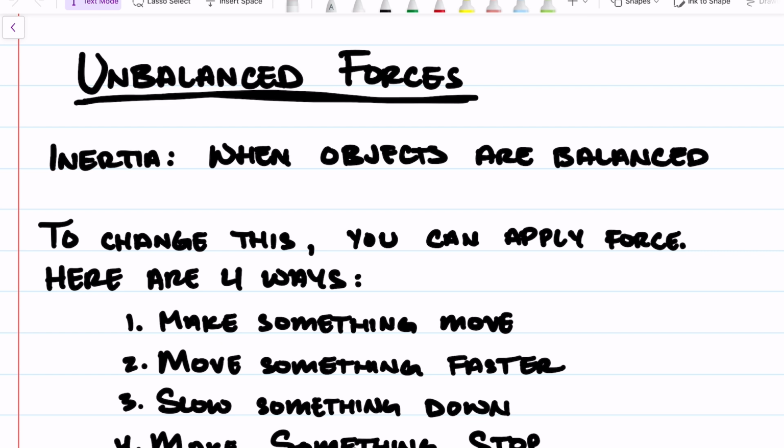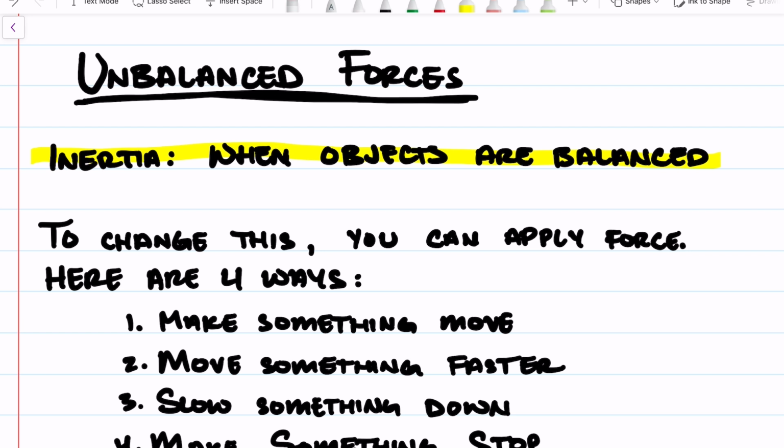All right, so today we're talking about unbalanced forces. When we're talking about unbalanced forces, we are talking about the forces that are now causing movement. So if you take a look up here, we have this little point called inertia, and I'm going to highlight these, but you don't have to copy the highlight. So this word right here. Inertia is everything that we've learned just recently, and that is when objects are balanced.